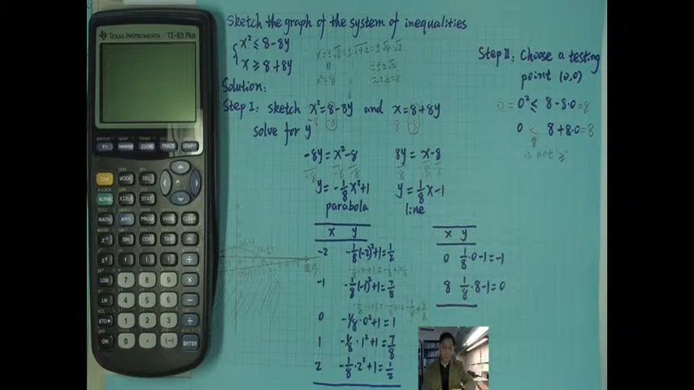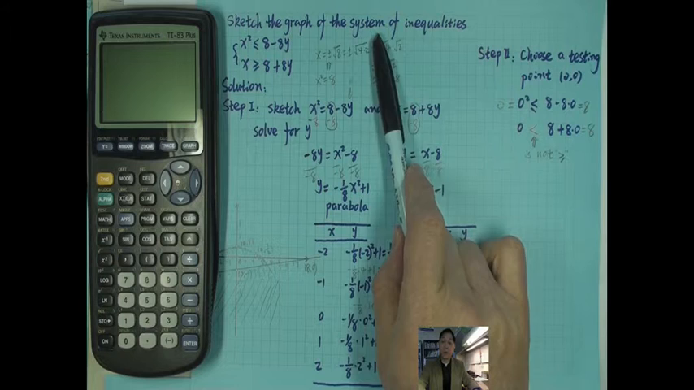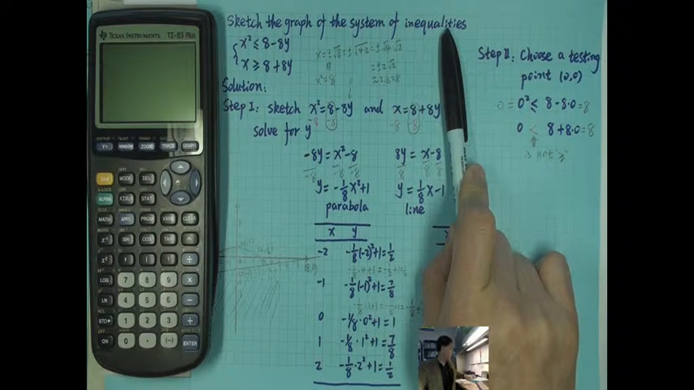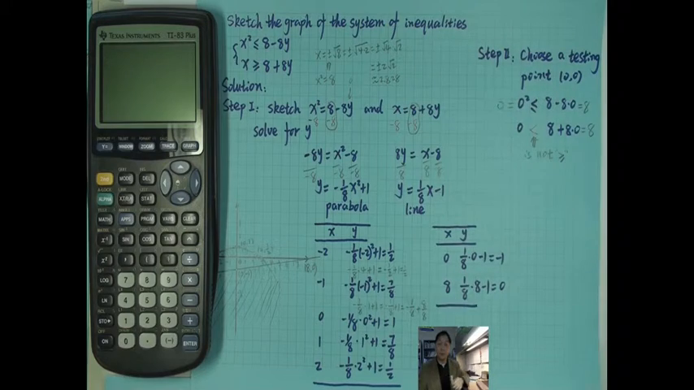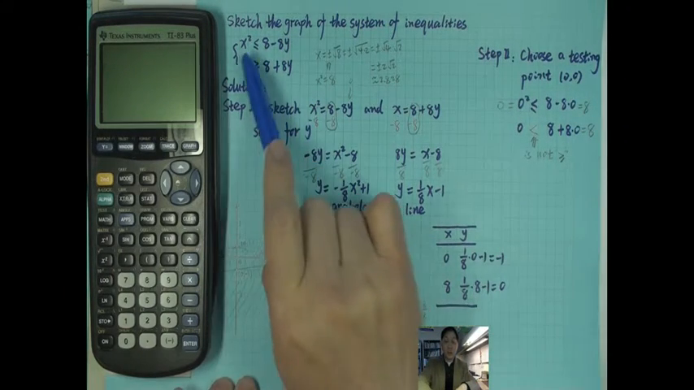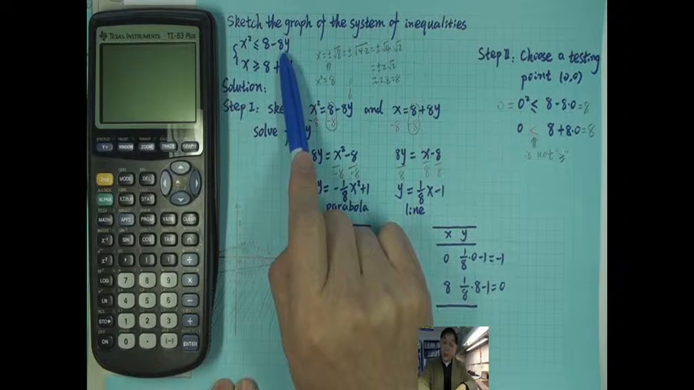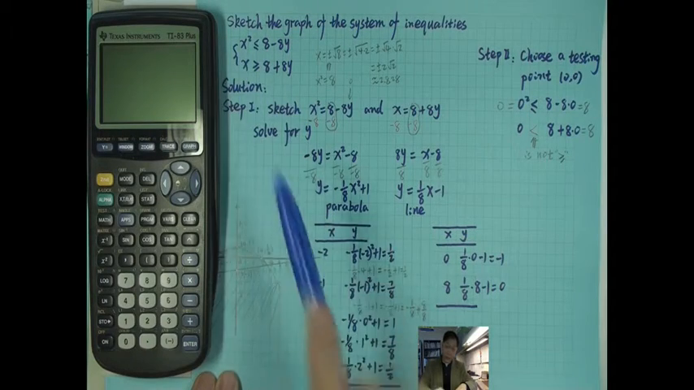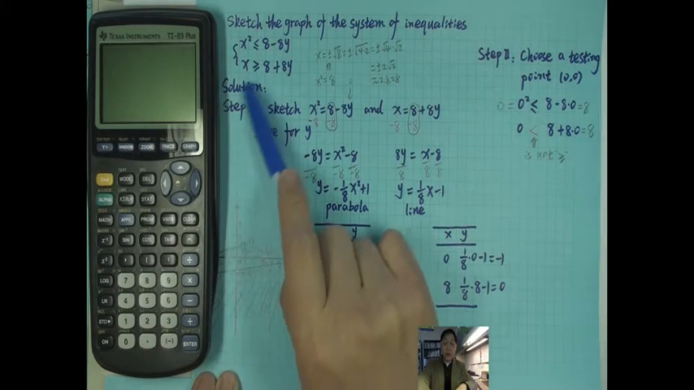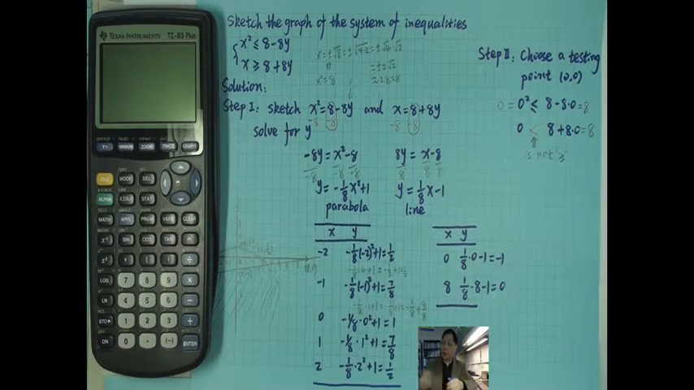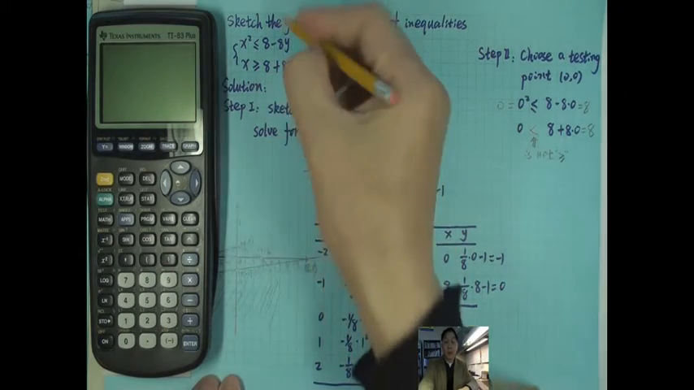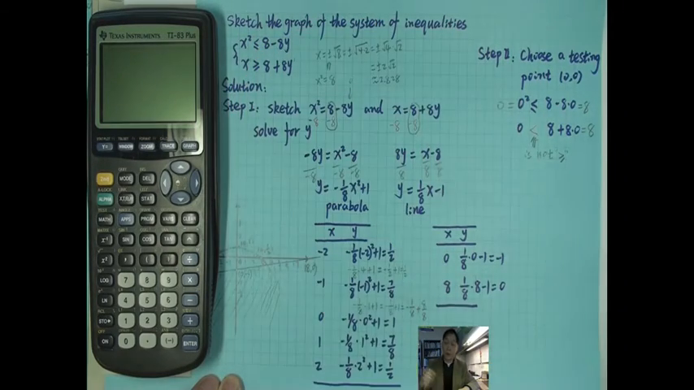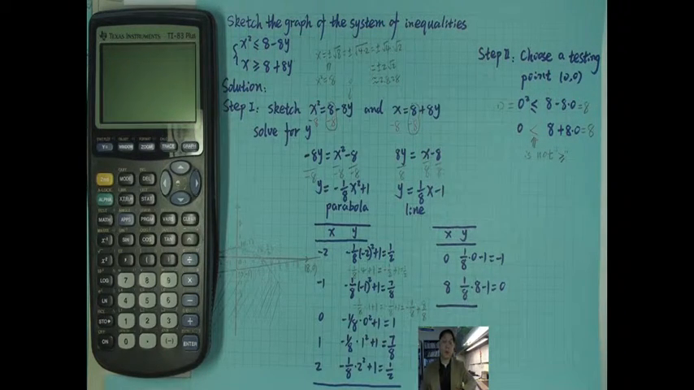In this lecture, we will talk about sketching the graph of systems of inequalities. But right here, the first inequality is no longer a line. It has x squared, so for sure it's not a line anymore. The second one is a line because the exponent of x and y is 1. So this example is different.